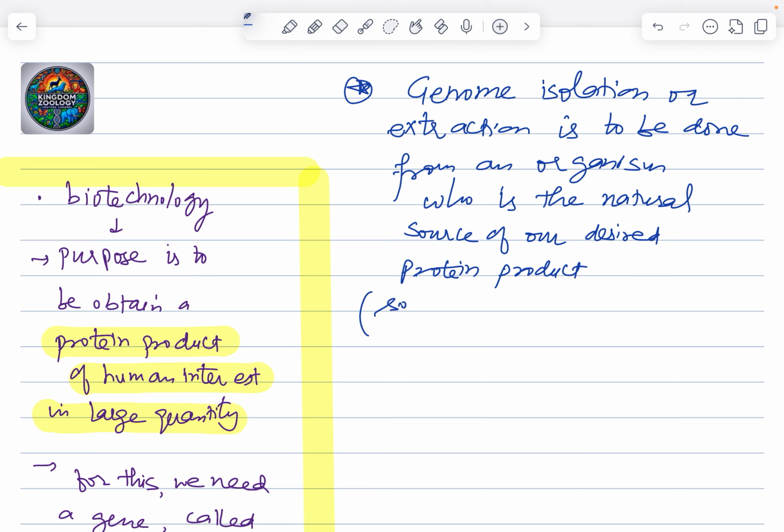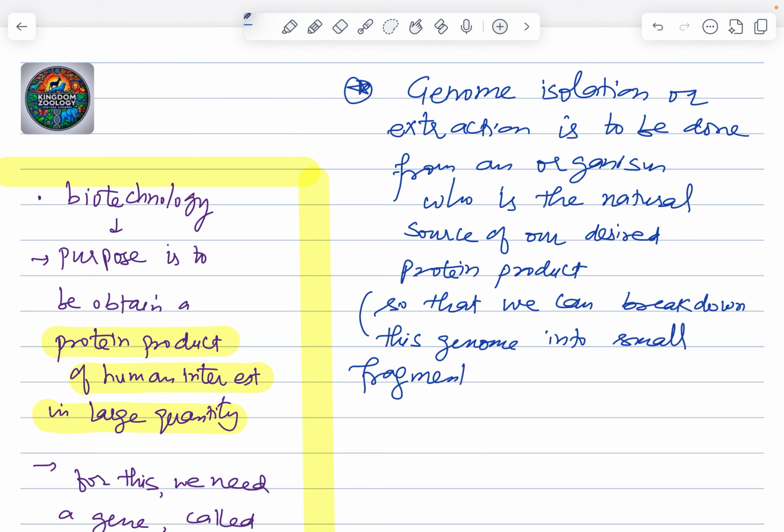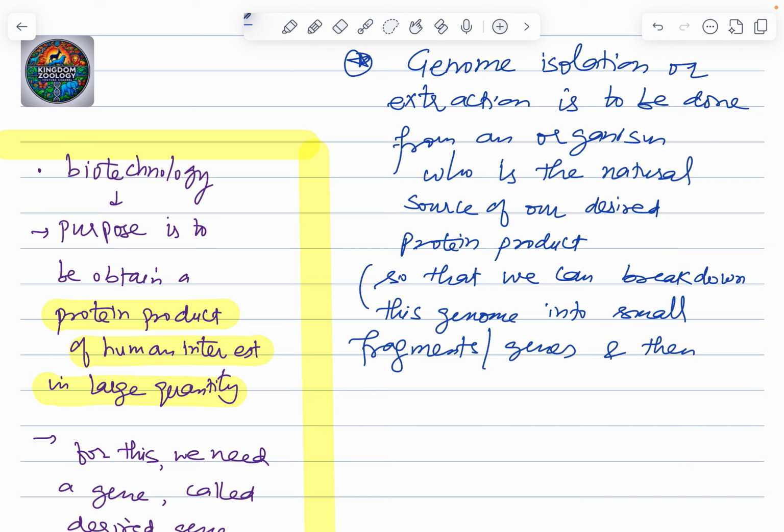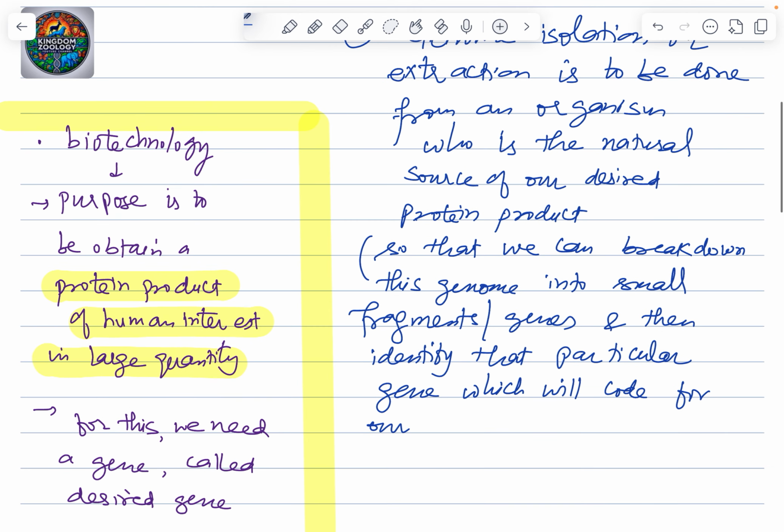Why do we want the genome? So that we can break down this genome into smaller fragments. And what are the fragments of the genome? Genes. And then identify that particular gene which will code for our desired protein product.